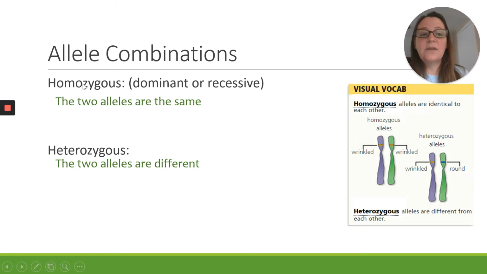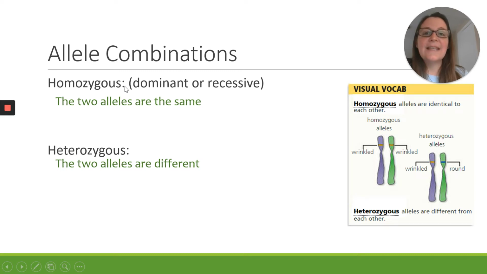Again, let's take a look at this word. I like the visual vocab, but we can break this down even more. You guys know that the prefix homo means same, and the prefix hetero means different. And after going through the reproduction notes, what is a zygote?